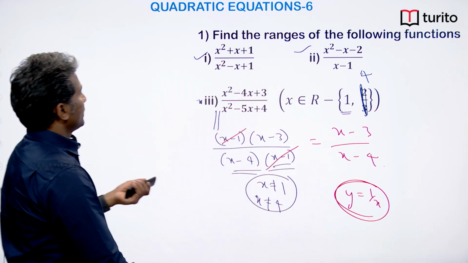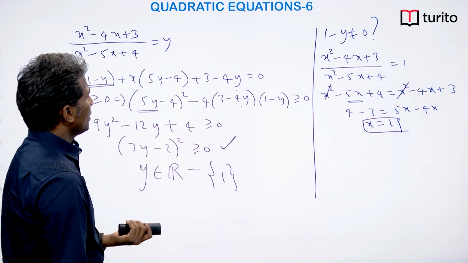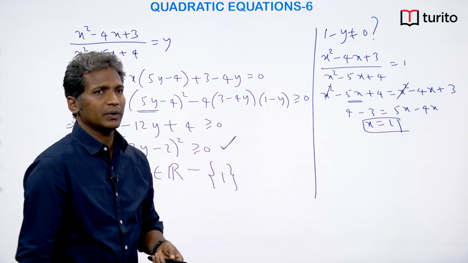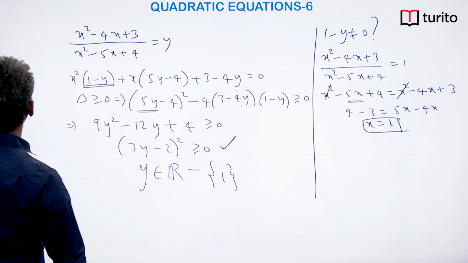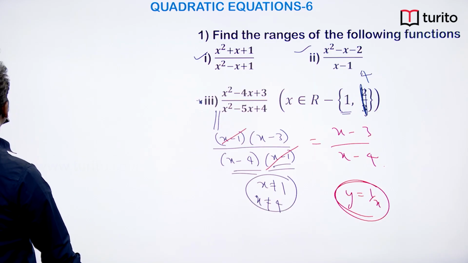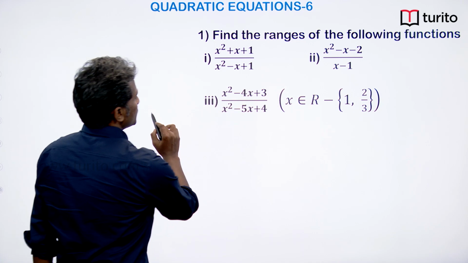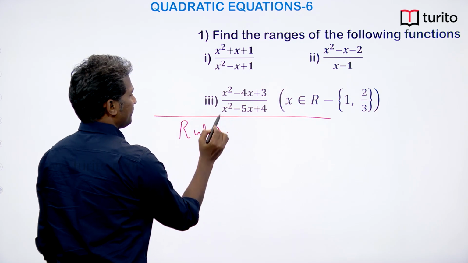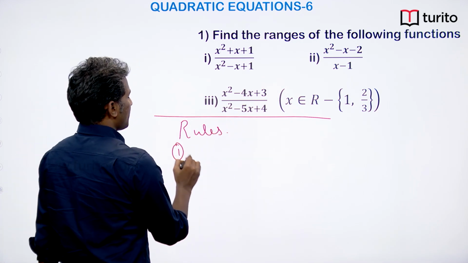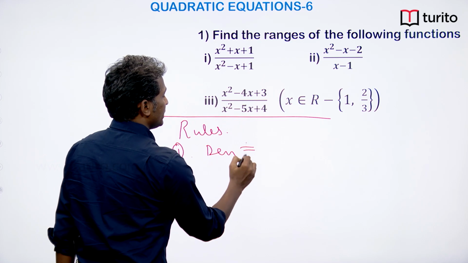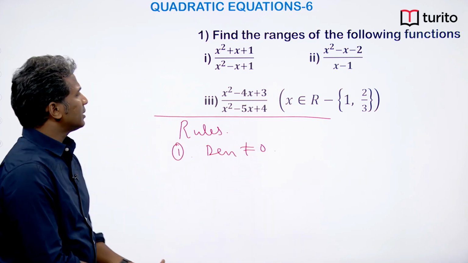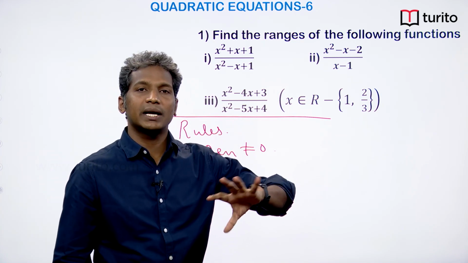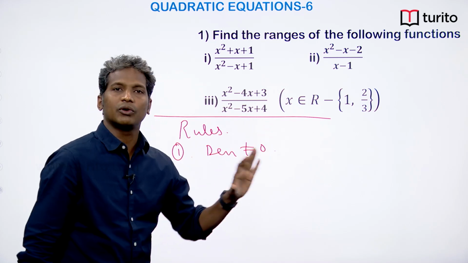Okay. So now here there is one natural condition that you need to understand. Okay. So that condition is this. So we can apply this method only if these rules are satisfied. Okay. So the first rule is our denominator must not be equal to 0. If the denominator becomes equal to 0, then that means we are entering into a domain where we are handling undefined values. So that is definitely avoided.